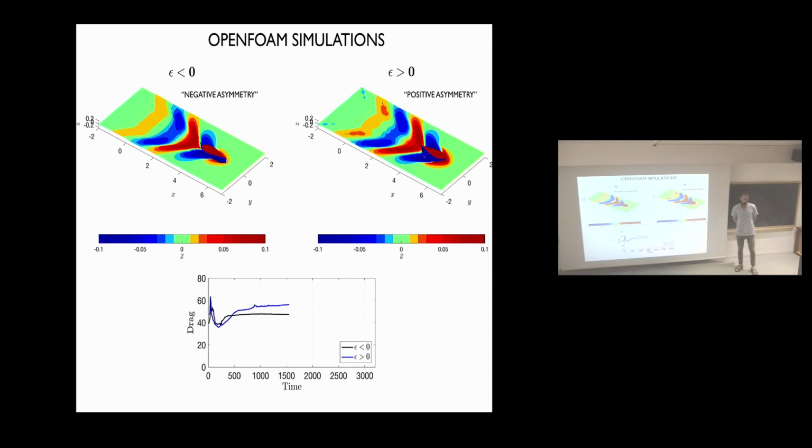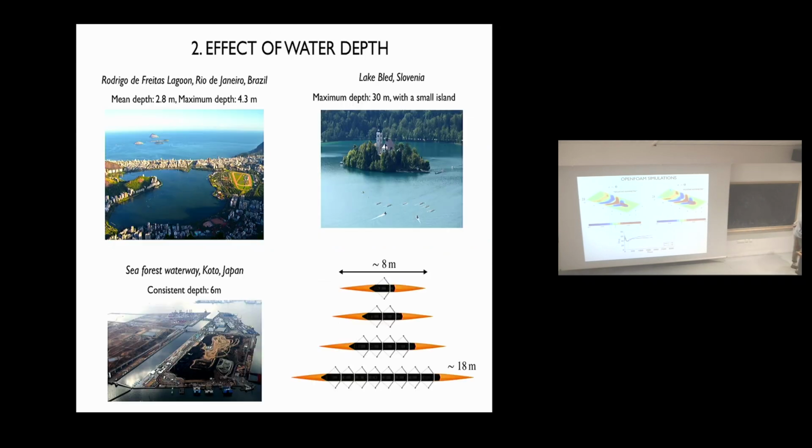So, the second thing I wanted to talk about was water depth. This is motivated by rowing races. If you look at different rowing races around the world, different Olympic venues, for example, you see that the water depth is quite different. In Rio de Janeiro, you have a mean depth of 2.8 meters and a maximum depth of 4.3. If you compare that to the length of an 8 rowing boat, you can be in a limit where the depth of the water is much smaller than the length of the boat. So you need to start taking into account the shallowness.